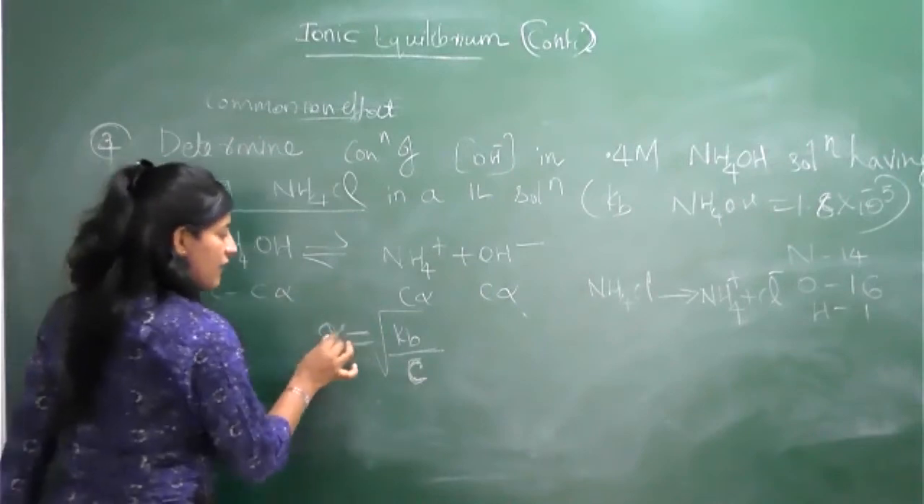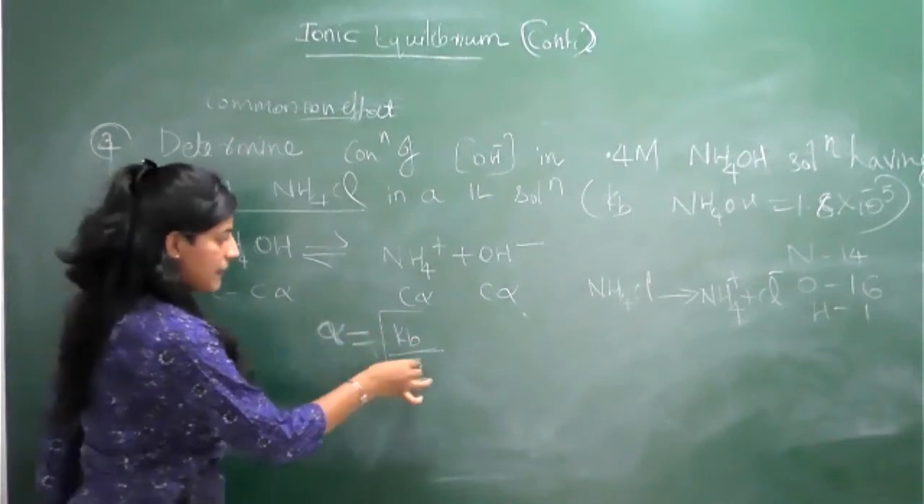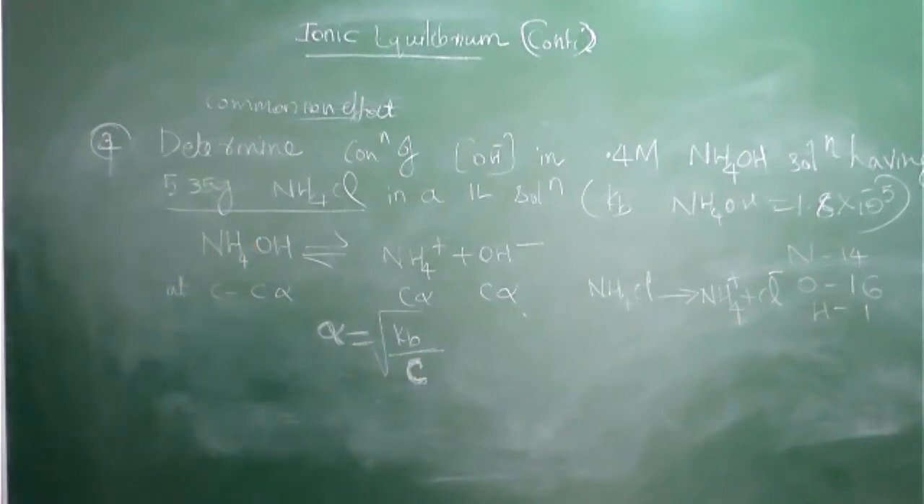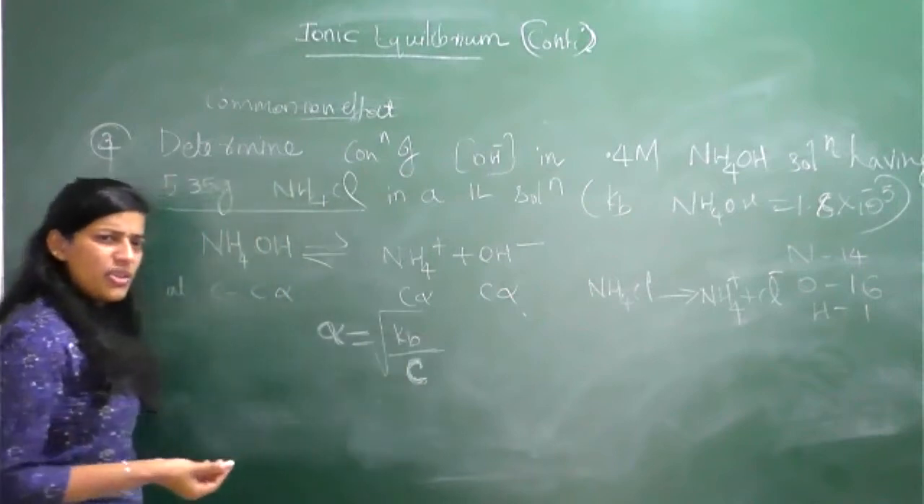Alpha you want to find out from this kind of equation. Kb, C is concentration. So in that concentration you can add here. Concentration is around how much? 0.4. K means Kb here. Did you do it? If K is given, no need to do this one.